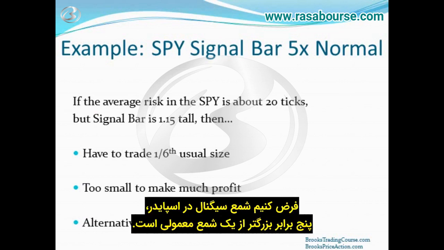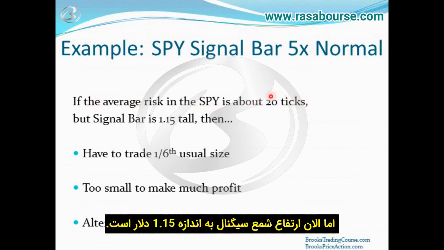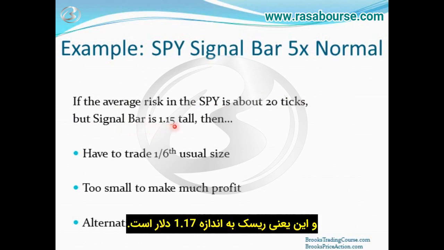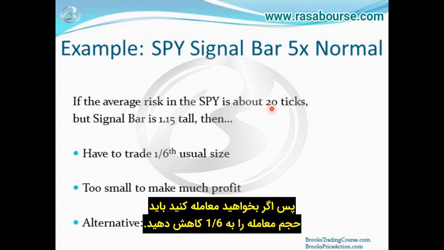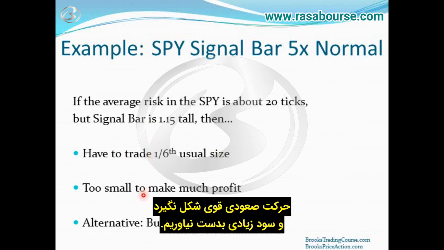Let's take an example. Let's say the signal bar in the spider is 5 times bigger than an average bar. If you normally trade the spider and use a 20 tick stop, but now the current bar is $1.15 tall, that means your risk here is $1.17, 1 tick above. So your risk is more than 5 times normal. It's about 6 times normal. So if you're going to trade, you have to trade 1/6 your normal size. And the movement may not be enough after that one big bar to make much of a profit.